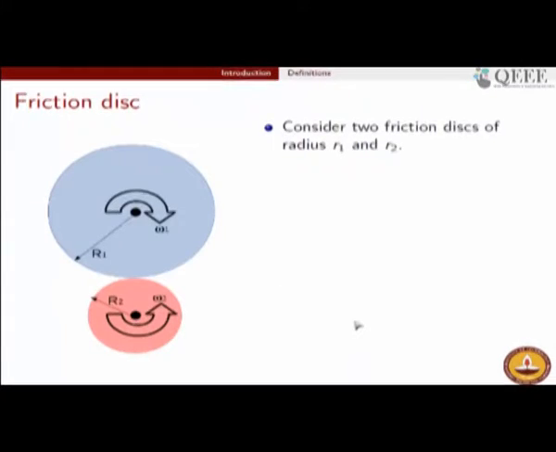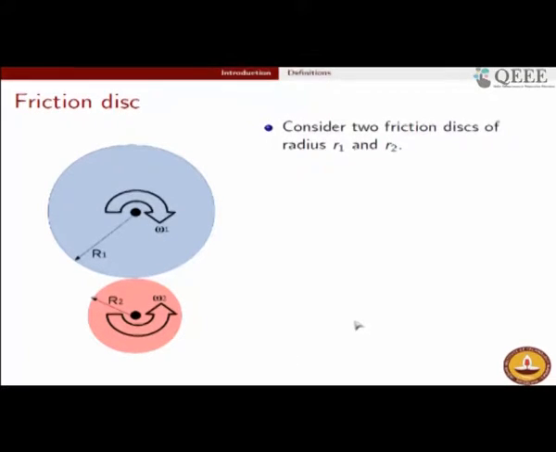Okay, so with that little introduction, let us now get into the heart of the topic. We will first study an elementary concept, that of a friction disc, and from the friction disc we will move on to what is technically called gears. So, here we are seeing two discs, one in blue and the other in red. The sizes of the two discs are shown as R1 and R2.